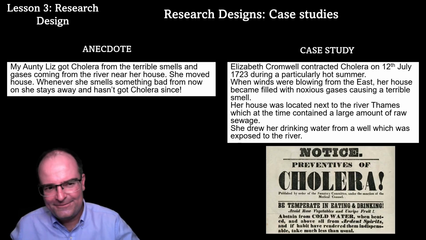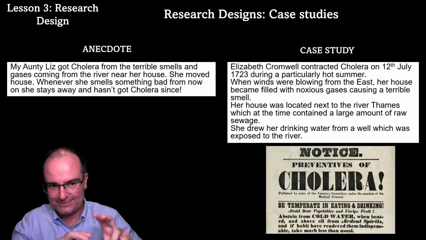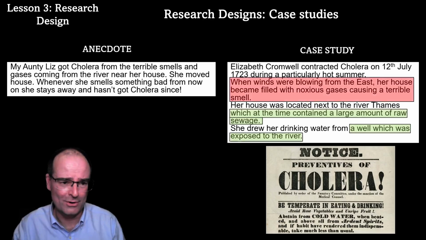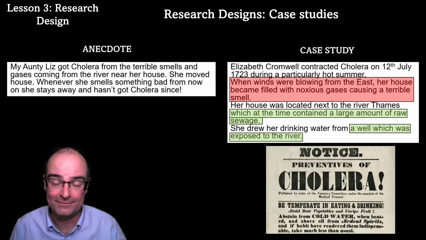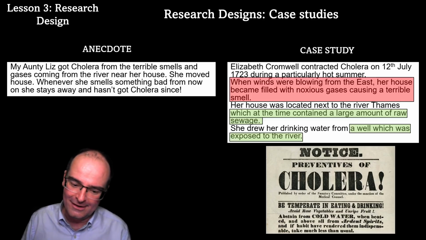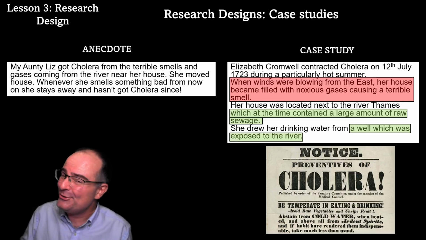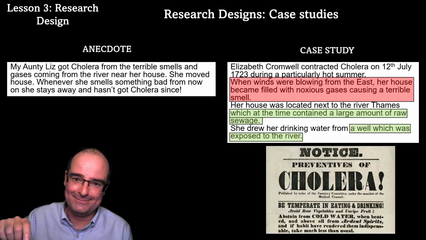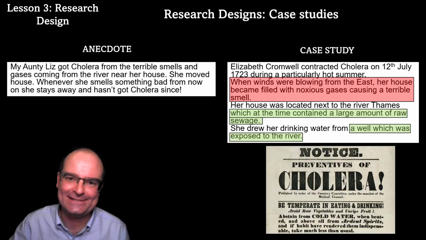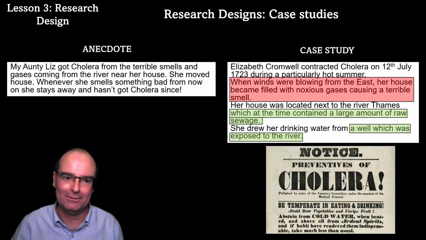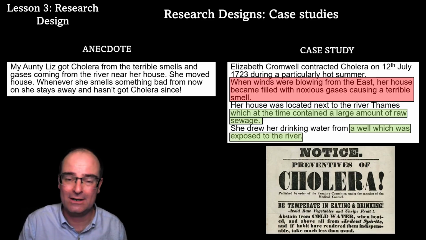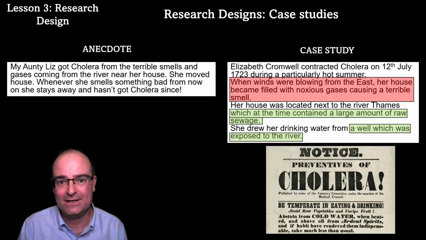Now, if you had this complex evidence from 1723, you could then look at it through a modern lens and see, well, that red bit's irrelevant. It's not the smell. The smell is associated with it because it's associated with the presence of raw sewage. It's the bacteria that's in that sewage that's causing the problem. She's living next to the Thames and she's drinking that water. That's why she got cholera. And that's why so many people were dying of cholera.